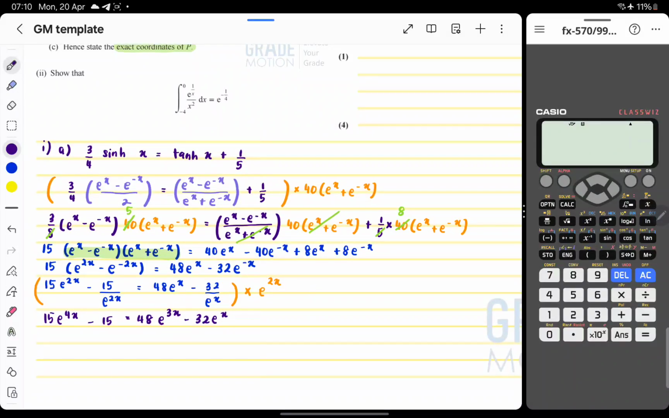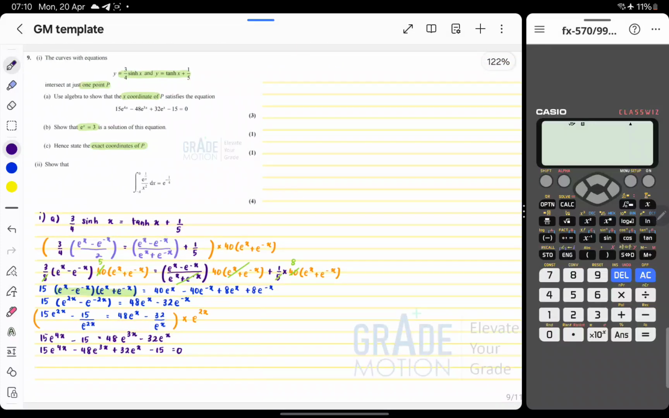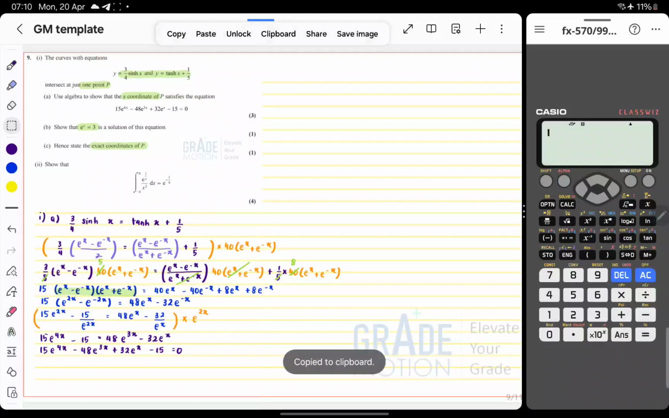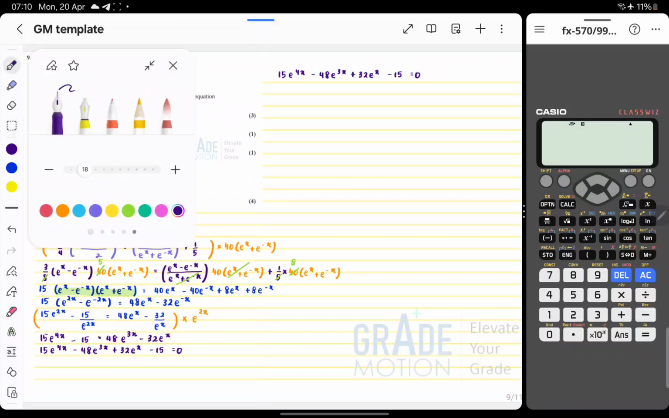Let's rearrange and make everything equal to 0. So 15e to the power of 4x minus 48 e to the power of 3x plus 32e to the power of x minus 15 is equal to 0. Let's zoom out. See, that is exactly what they want us to find. That's it. We are done with part A. Moving on to part B.